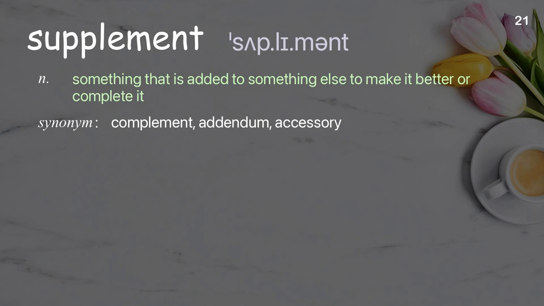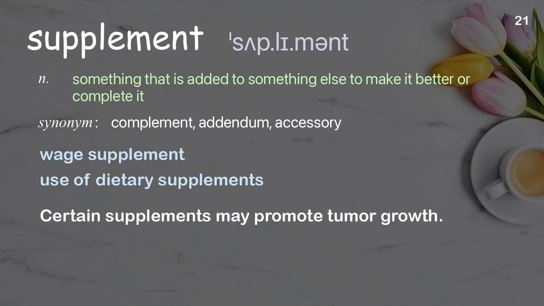Supplement. Something that is added to something else to make it better or complete it. Examples. Wage supplement. Use of dietary supplements. Certain supplements may promote tumor growth.